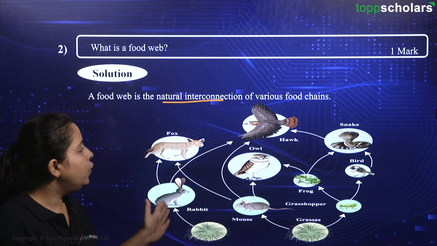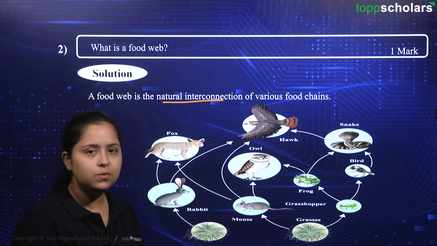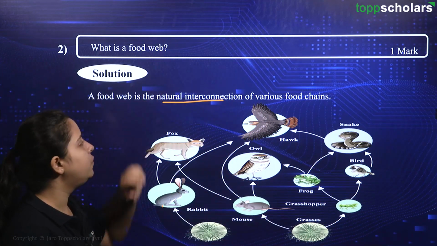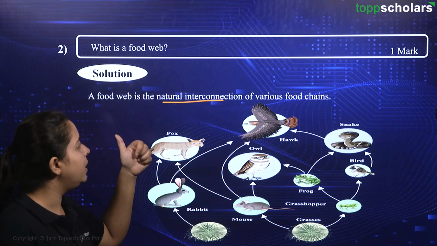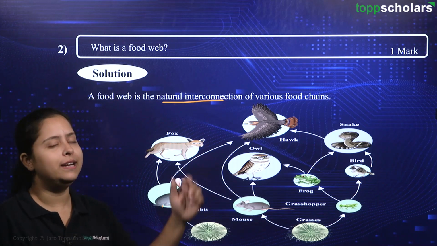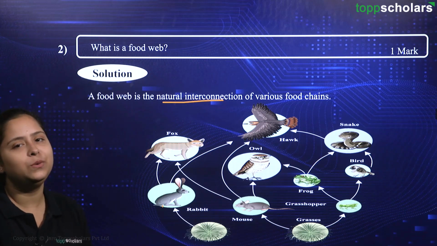This is also a food for this hawk, okay. It can eat rabbit as well, and it can eat this mouse as well. So there is interconnection of food chains, which is called a food web. Hence, if the question comes and asks you what is a food web, for 1 mark you will say a food web is the natural interconnection of various food chains, and you are good to go for gaining marks simply, easy to gain marks.